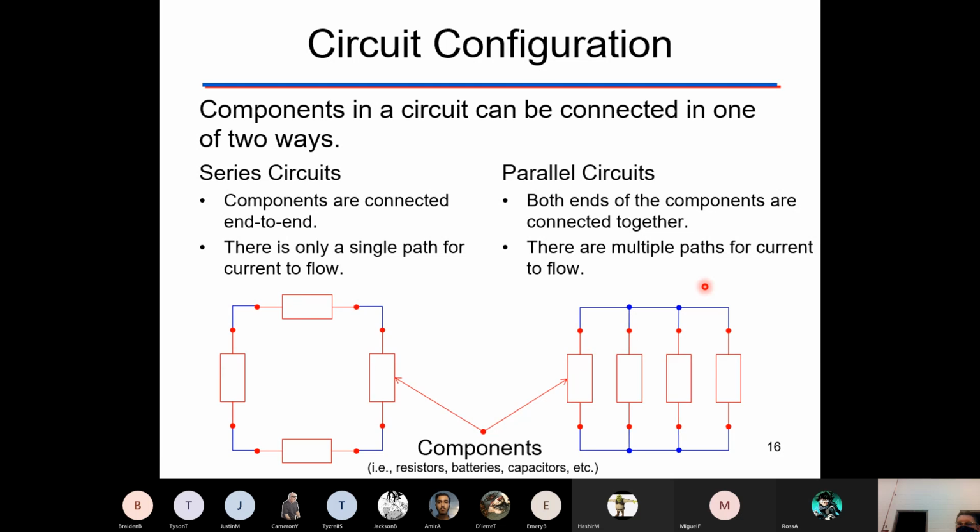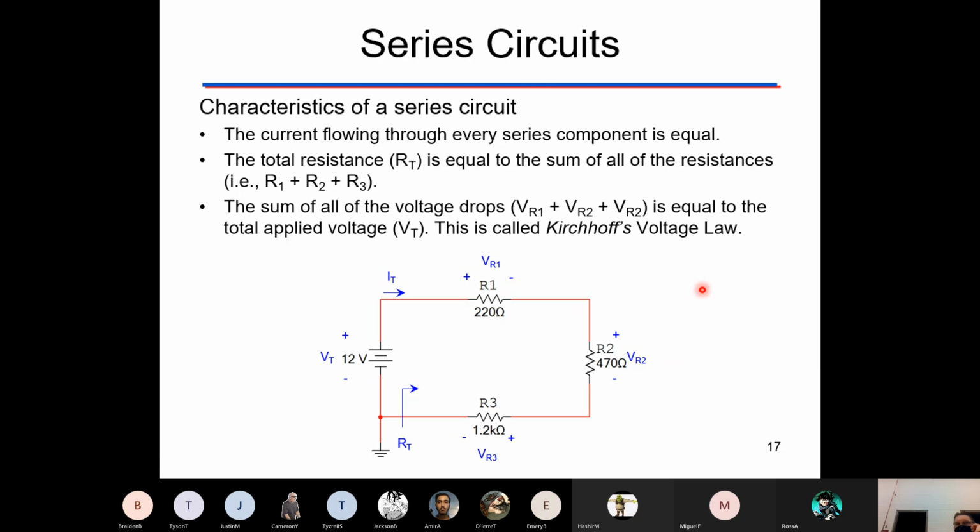All right, and here we go. Characteristics of a series circuit. This is stuff you want to write down, so you can go ahead and start writing it now. Current flows through every series component equally. So if your current is 5 amps, it's going to flow 5 amps through this resistor, then 5 amps through this resistor, then 5 amps through this resistor.